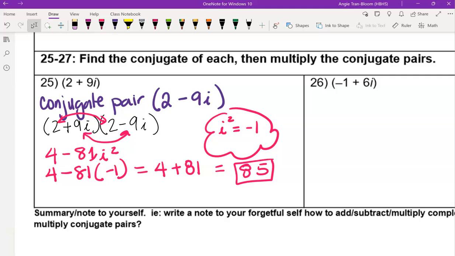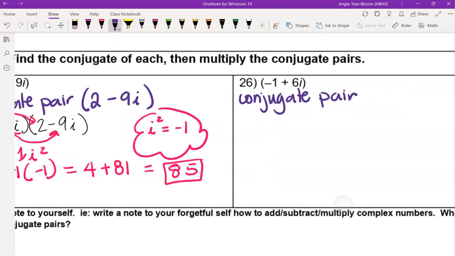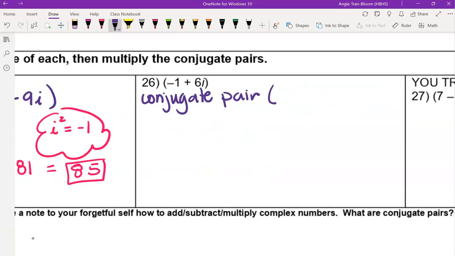Example 26. Again, it's asking us to find the conjugate pair. So let's start with that conjugate pair. Okay, so what do you think it is? Negative 1 minus 6i. So the only thing that's going to be different, guys, is this term in the middle.